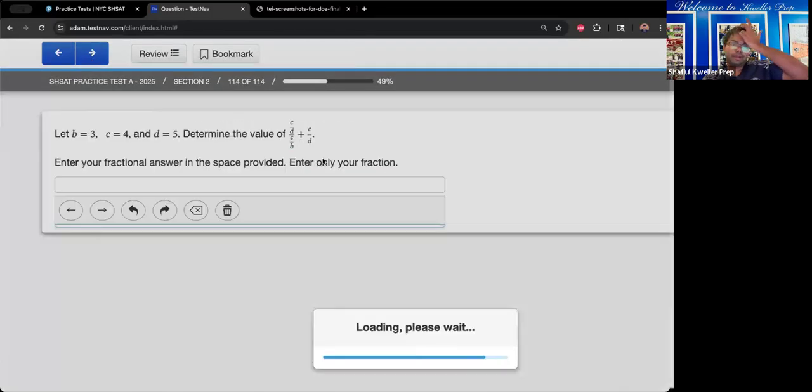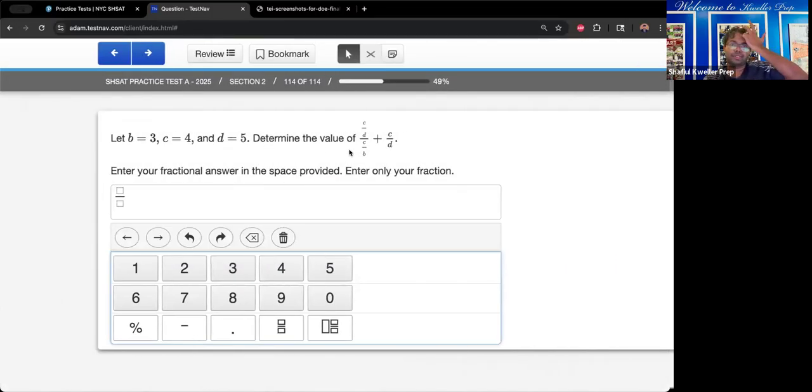Okay, next one. You just plug in these numbers into this. So C over D divided by C over B. C over D, that's 4 over 5. I'm going to write out the division. Remember that a fraction is a division. 4 over 5 divided by C over B, 4 over 3. 4 over 5 times 3 over 4. Keep, change, flip. And this should just be 3/5.